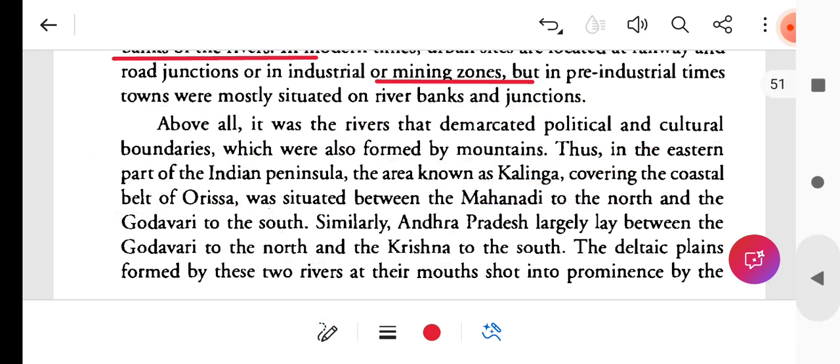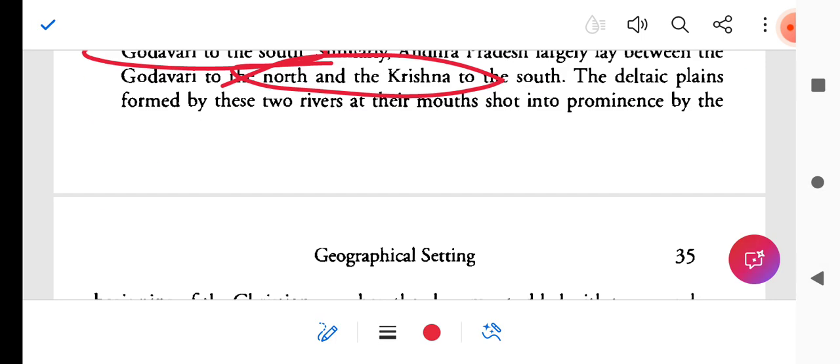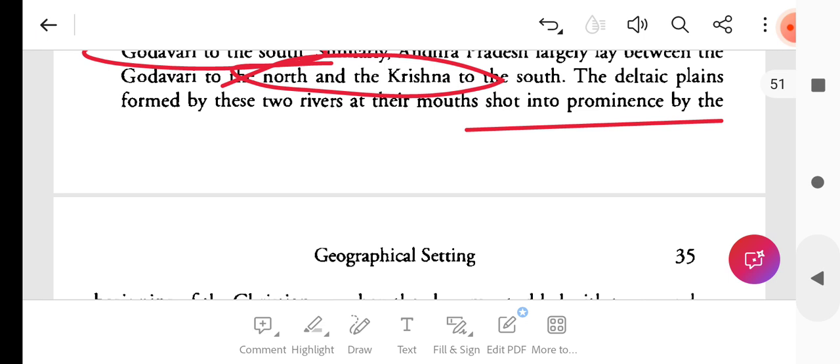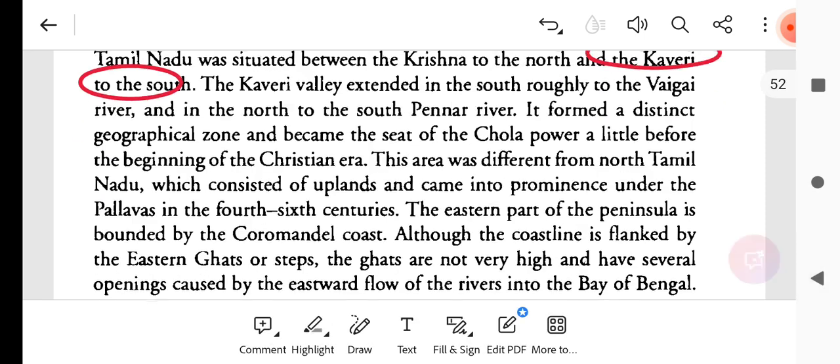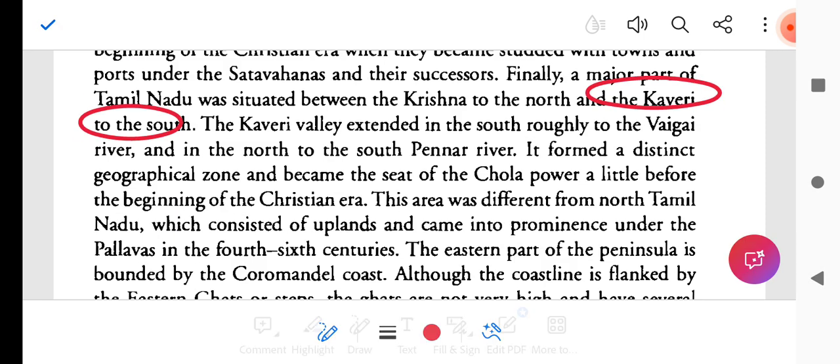The deltaic plains formed by these two rivers at their mouths shot into prominence by the beginning of the Christian era, when they became studded with towns and ports under the Satavahanas and their successors. Finally, a major part of Tamil Nadu was situated between the Krishna to the north and Kaveri to the south. Okay, so these are the geographical locations which are very important from the prelims point of view.